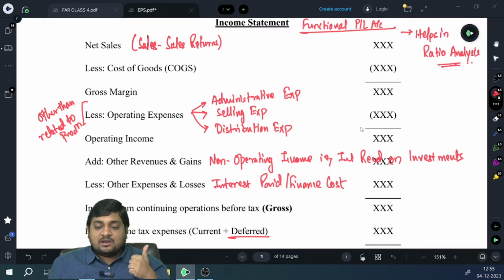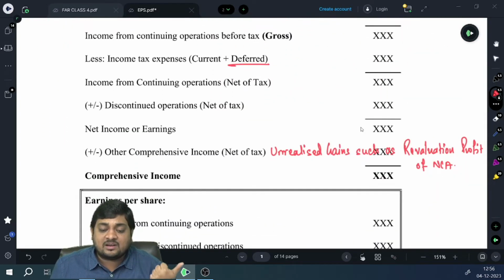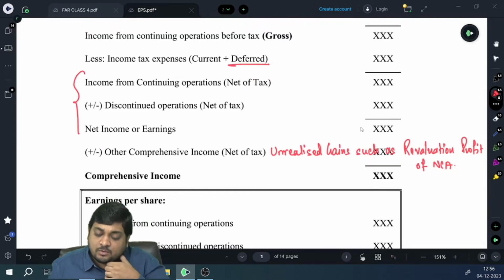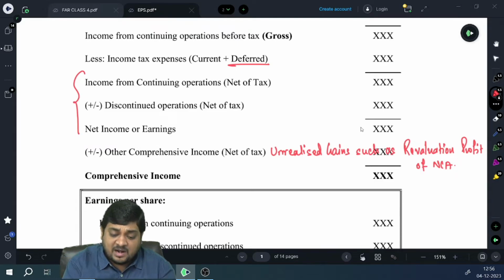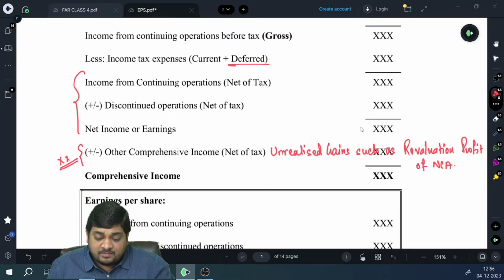So in this particular topic, we won't be discussing how to prepare the income statement. Rather, we'll be focusing on how to calculate earning per share, right? That is our main objective. So basically in the exam, they will give you income from continuing operations, discontinued operations and net income. And this part we don't need for the purpose of earning per share. Comprehensive income we don't need for the purpose of earning per share, right? So earning per share has to be disclosed for continuing operations and net income on the face of the income statement.